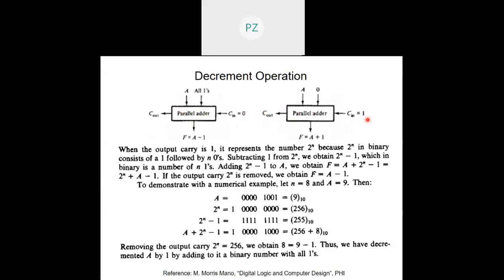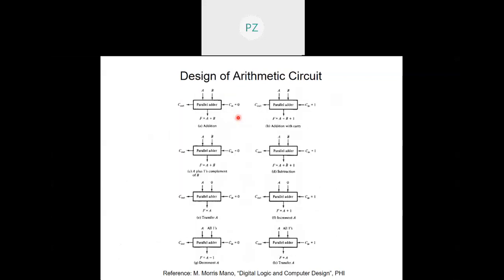In that sense, these two are different. See, making Cin equal to 1 and making this 0 means A plus a single bit at the least significant bit. Keep that in mind. Whereas over here, this is A plus all ones with Cin equal to 0. So these two cases are different. This is just a single bit added to the LSB. These are all bits as ones. So that is why this is giving me incrementation and this is giving me decrementation.